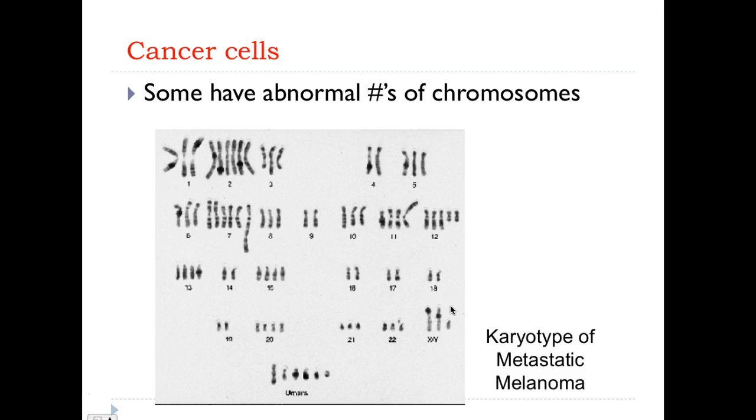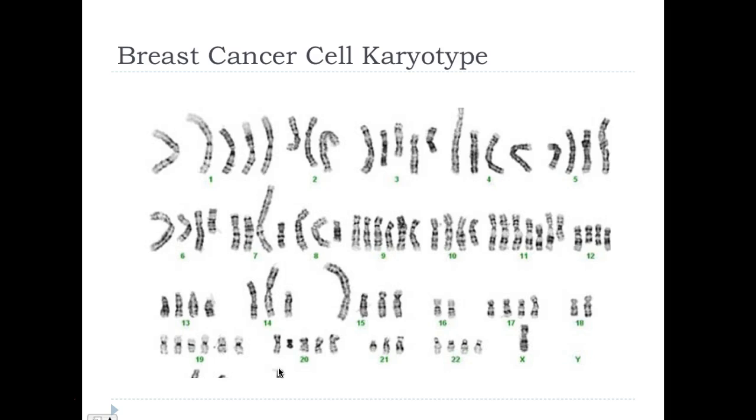Now let's look at some abnormalities. Cancer cells, some have abnormal numbers of chromosomes. So if you look at each pair, you get an abnormal amount of chromosomes at each spot. So the karyotype of a metastatic melanoma will look something like this. Here's a karyotype of breast cancer cells.